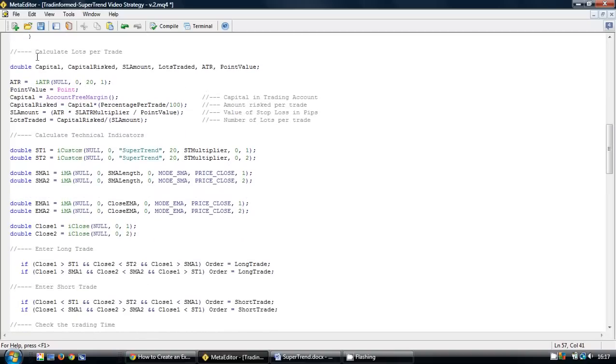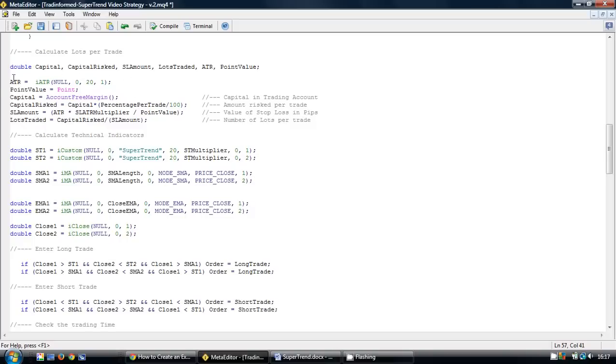Okay, so the next little part, we're going to calculate the number of lots per trade. So we know we've worked it out on a percentage. In fact, we've entered the amount of percentage we want for our stop loss. We've told how much we want to risk. We're going to use this code here to turn this into the number of lots per trade automatically.